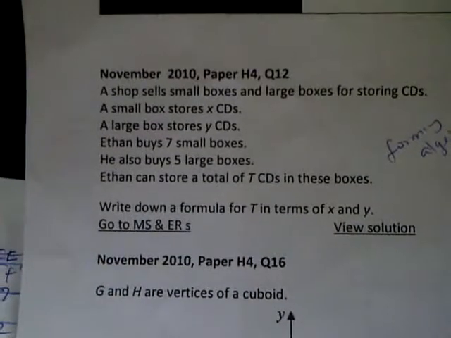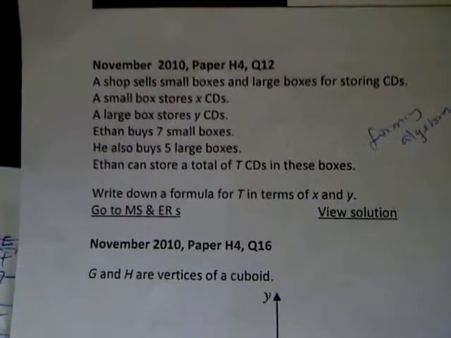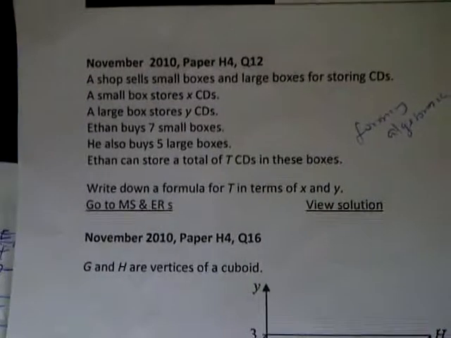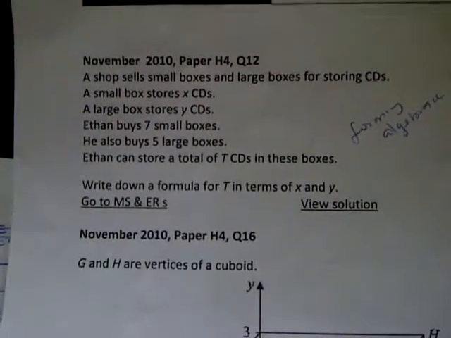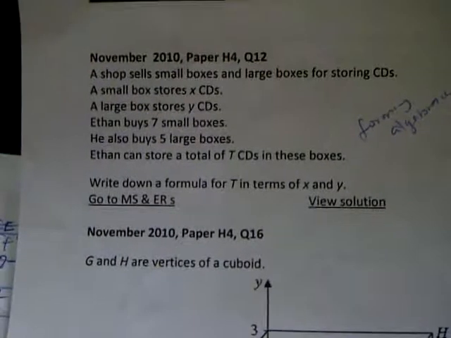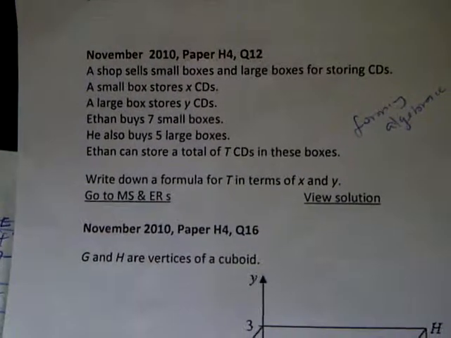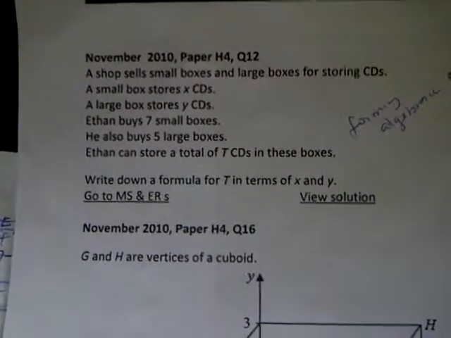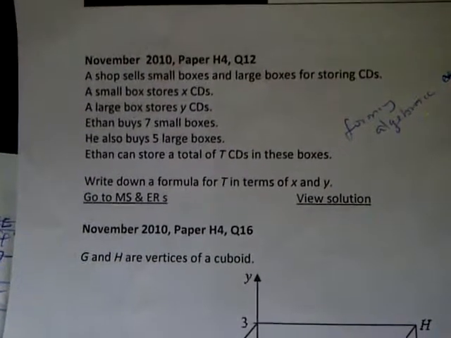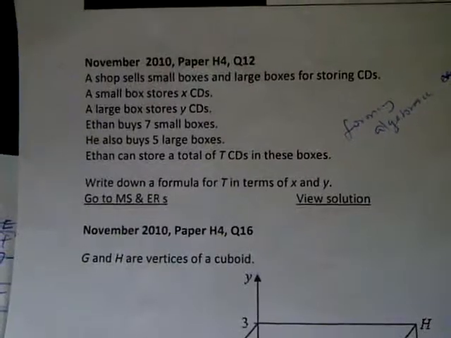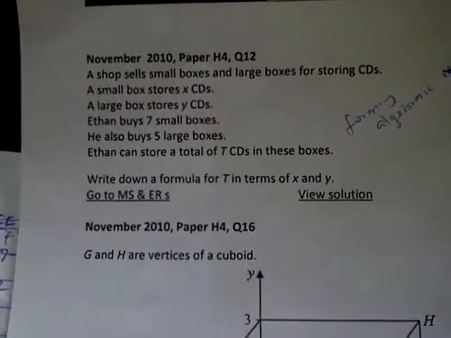Now this question says, a shop sells small boxes and large boxes for storing CDs. A small box stores X CDs and a large box stores Y CDs. Ethan buys 7 small boxes. He also buys 5 large boxes. Ethan can store a total number of T CDs in these boxes. Write a formula for T in terms of X and Y.